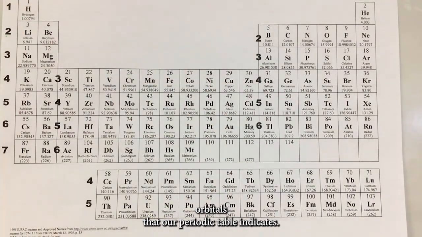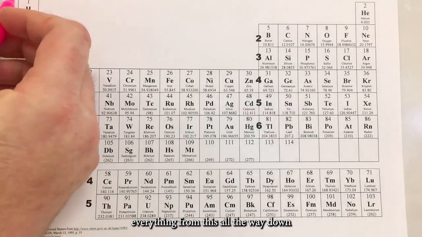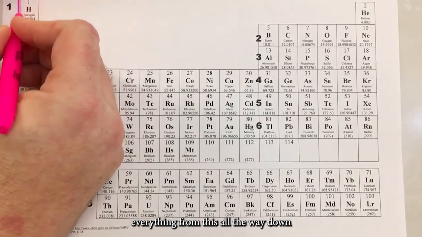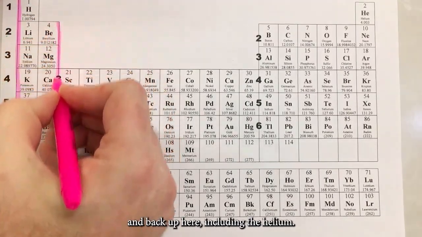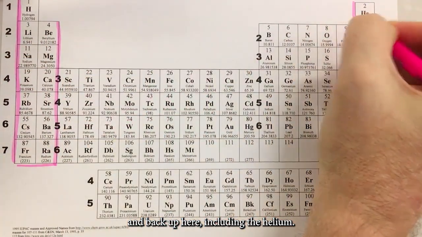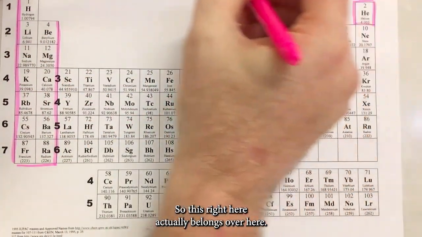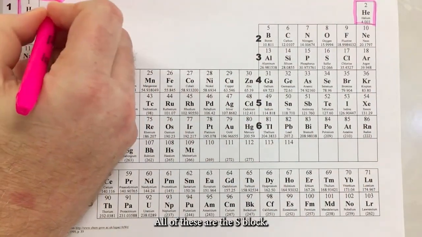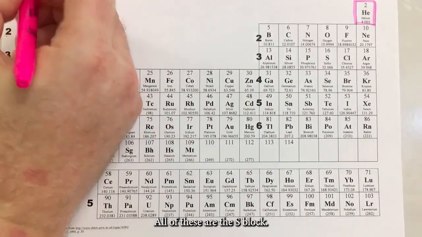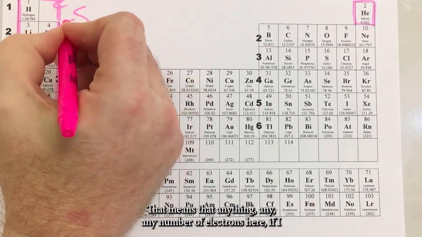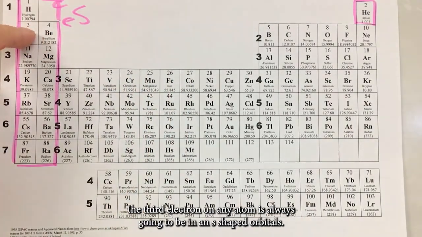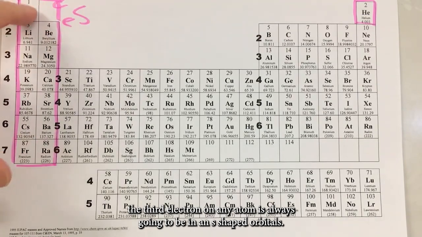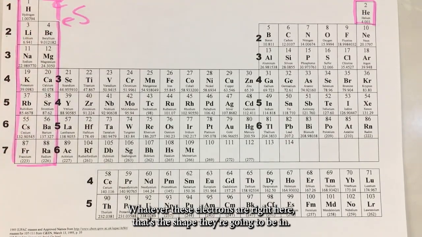The second thing we need to talk about is the different orbitals that our periodic table indicates. These first two columns, everything from this all the way down and over and back up here, including the helium, which belongs over here, are the S block. That means that if the third electron in any atom is in this region, it's always going to be in an S-shaped orbital. Whatever these electrons are right here, that's the shaped orbital you're going to be in.